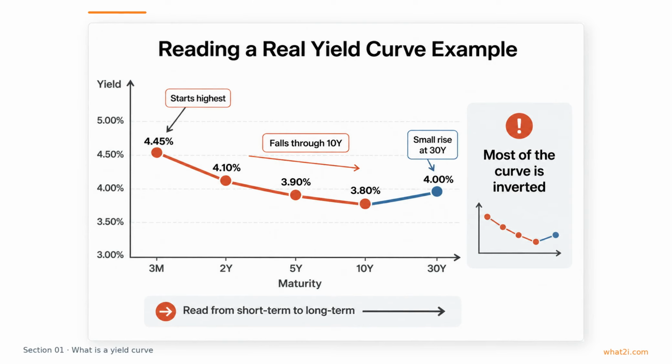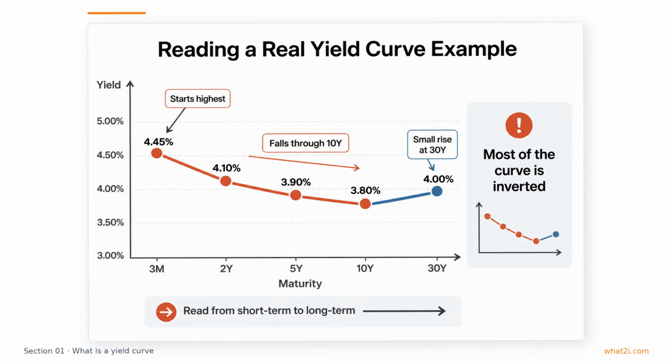Consider a simple treasury example. Suppose the 3-month yield is 4.45%, the 2-year yield is 4.10%, the 5-year yield is 3.90%, the 10-year yield is 3.80%, and the 30-year yield is 4.00%. Reading from left to right, the short end starts highest, and yields fall through the 10-year maturity. Then the 30-year yield turns slightly higher again.